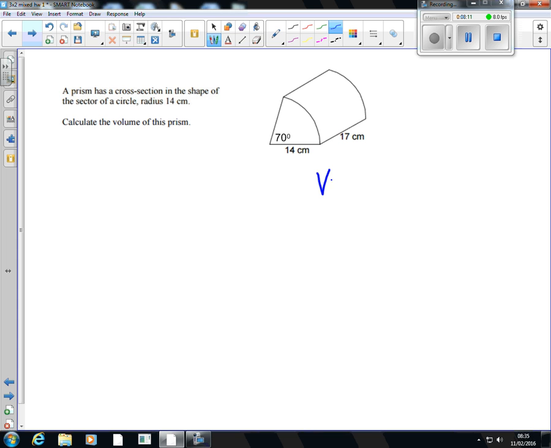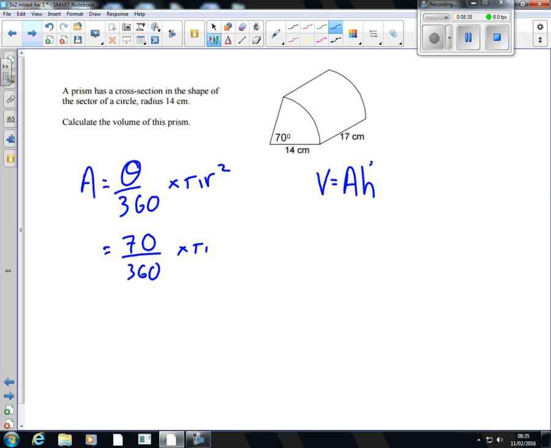Now you're looking at the volume of a prism. You know the volume of any prism, regardless of what this cross section is going to be, is the area of that cross section times by the height. So we know already that this height is going to be 17. We just need to know what the area is. Now that shape is one of our sectors from our arcs and sectors topic, which we find by doing theta over 360 times pi r squared. So theta is 70, so it's 70 over 360 times pi times 14 squared. You get that line of working correct, that's your first mark.